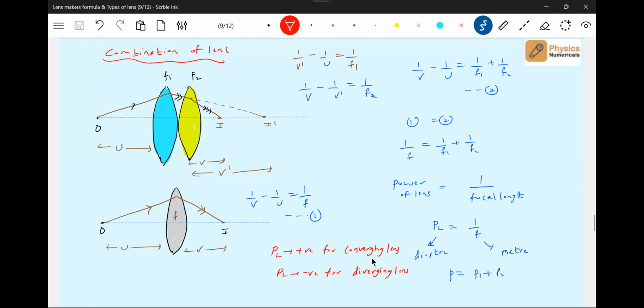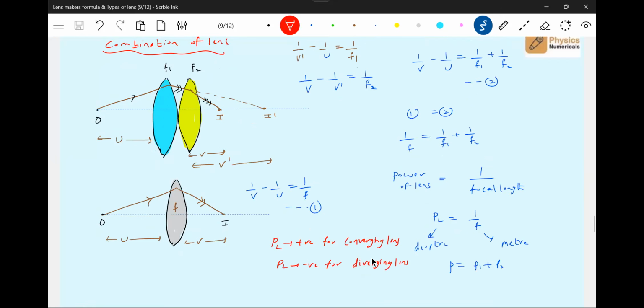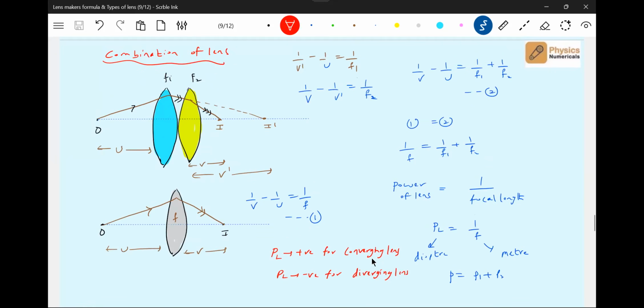Not only this, we can go for any combination. Like this, we can find out the effective focal length of two lenses. If two lenses are in contact, then how to replace those two lenses by one equivalent lens. So there's one basic formula that we can apply here.